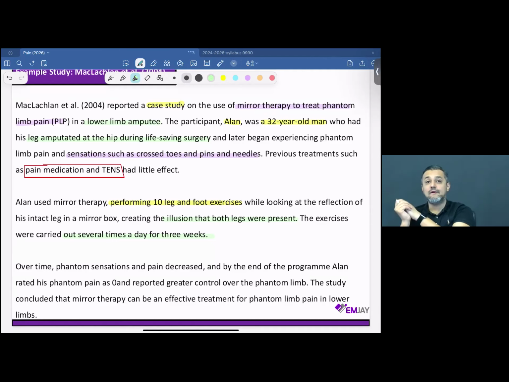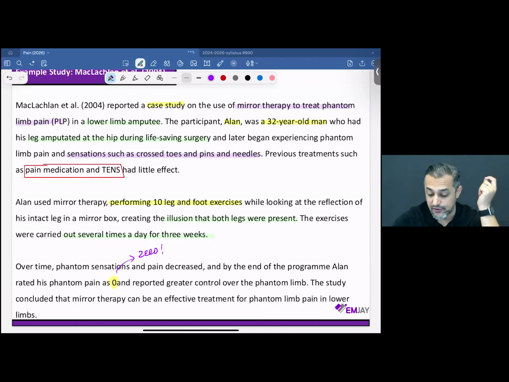So, mirror treatment actually did work for Alan. Over time, phantom sensations and pain decreased, and by the end of the program, Alan rated his phantom pain as 0. So this mirror treatment actually did work for Alan, and yes, just because it worked for Alan doesn't necessarily mean it would work for everyone else.